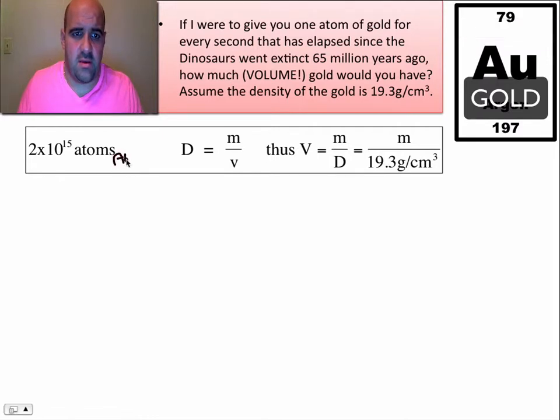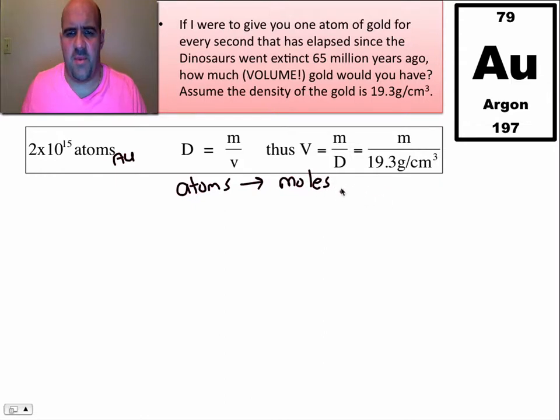AU. So now we know how many atoms of gold we have, but we still have to figure out the mass of gold. And what we're essentially going to do is we're going to convert atoms into moles using Avogadro's number. And then we're going to convert the number of moles of gold we have into grams using the molar mass of gold.